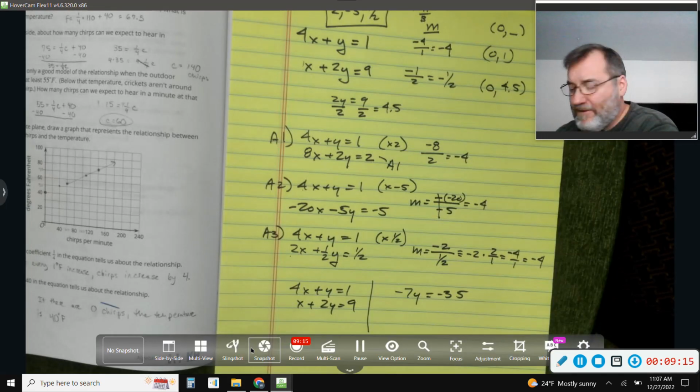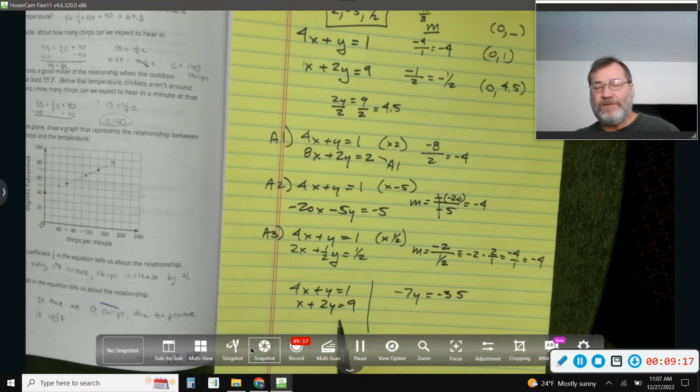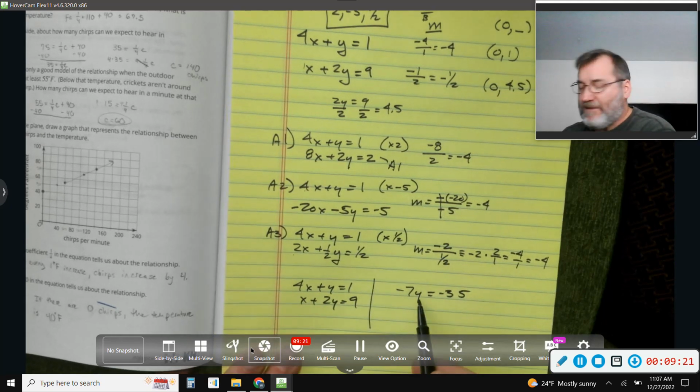And what do we have here? So this is what we've got so far. Those are two original equations. She manipulated the bottom one to arrive at this. To solve this, I need to find out what y is.